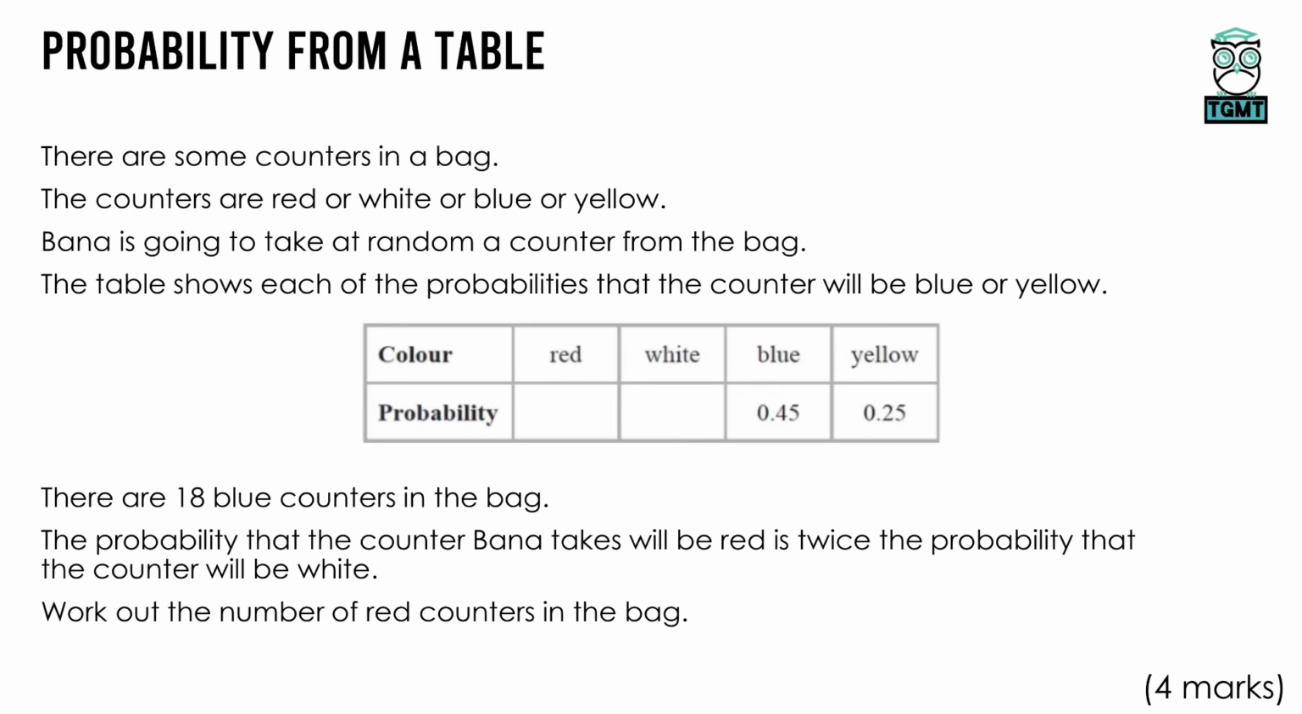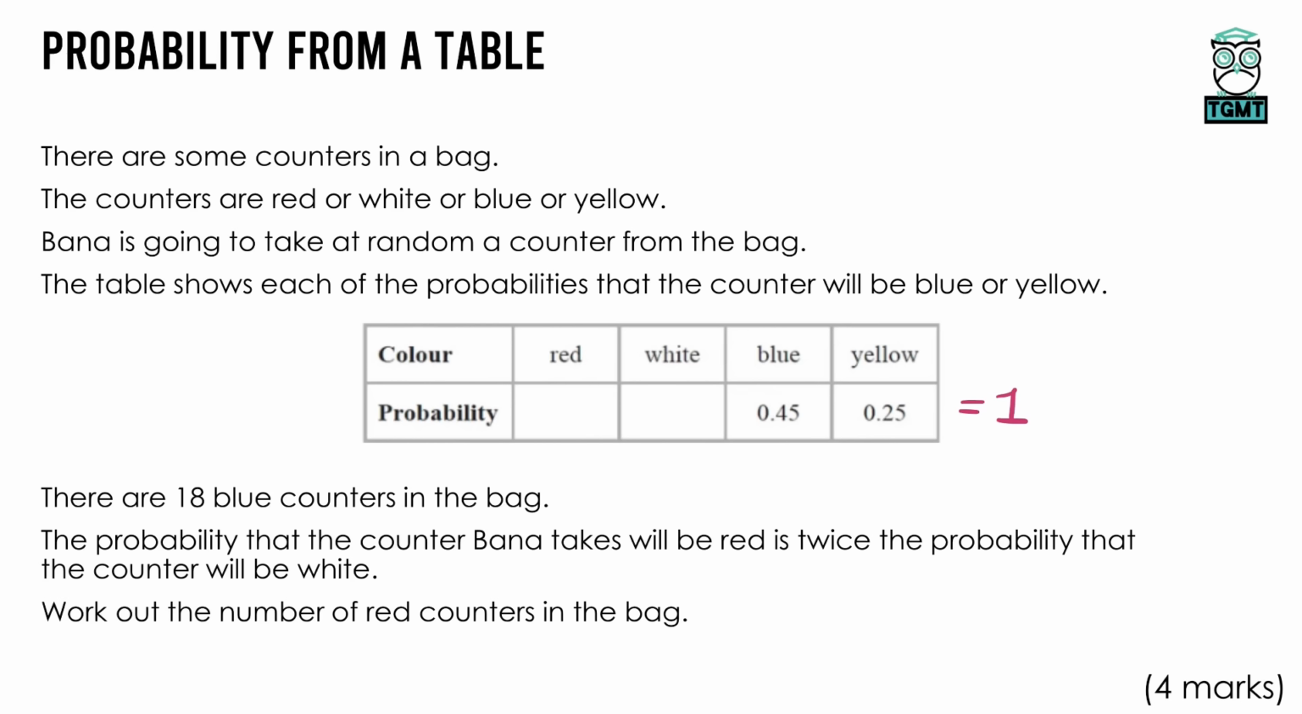When looking at probability from a table, we need to know the fact that all of these numbers add up to 1. 1 is the probability that it's absolutely certain. So this question here, which is talking about red, white, blue and yellow counters that are being picked out of a bag, well, it's absolutely certain that we're going to pick one of them. So they add up to 1. Well, this question here says that there are 18 blue counters in the bag. The probability that the counter Banner takes will be red is twice the probability that the counter will be white. Look at the total number of red counters.